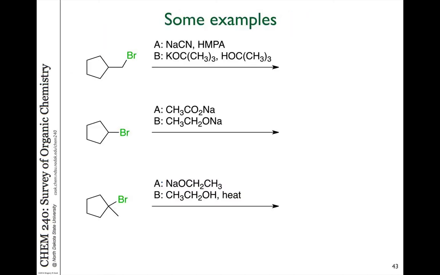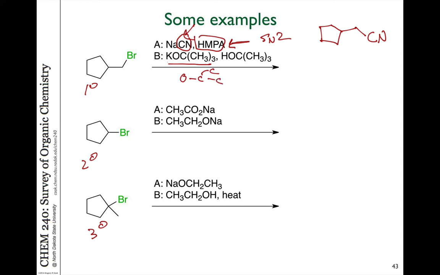Just to give you some ideas of some of the competitions, I have three different substrates here: a primary bromide, a secondary bromide, and a tertiary bromide. In path A for the top case, we have sodium cyanide, a really great nucleophile, in an aprotic polar solvent, HMPA. It's going to do an SN2 reaction, substituting the bromine for the nitrile, the nucleophile that's present in sodium cyanide. Whereas if we have a very bulky base, this potassium tertiary butoxide, it looks like this. It's a very bulky base. It's going to favor elimination, and so the major product you would expect in this case would be the elimination product of an E2 reaction.